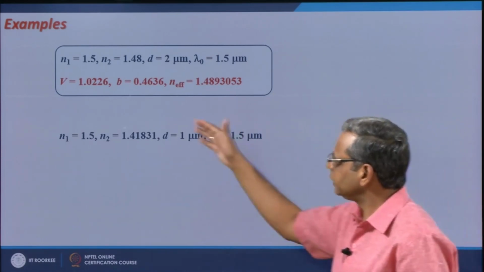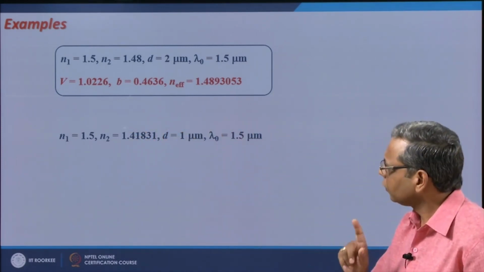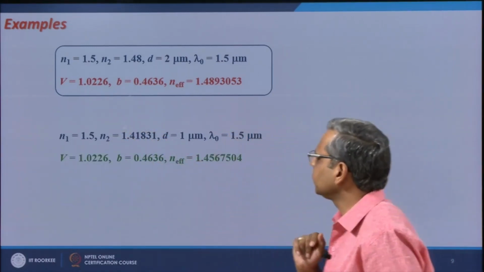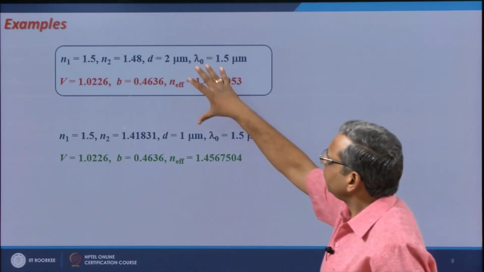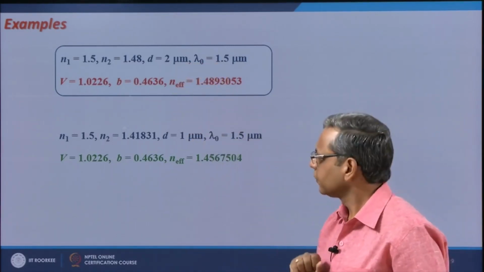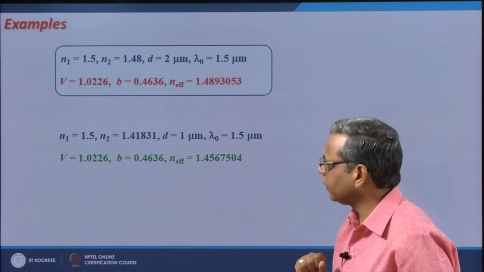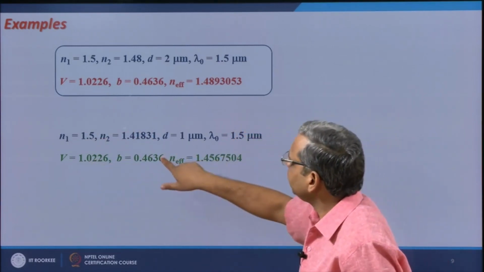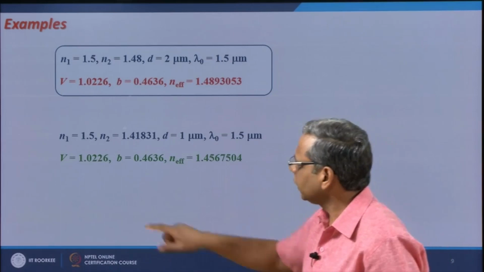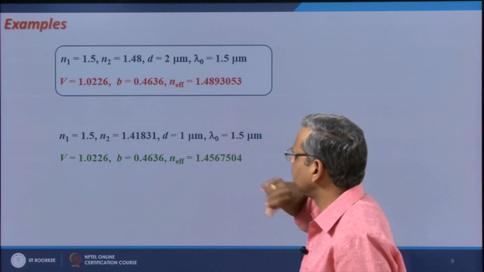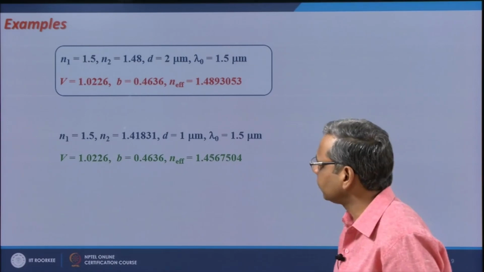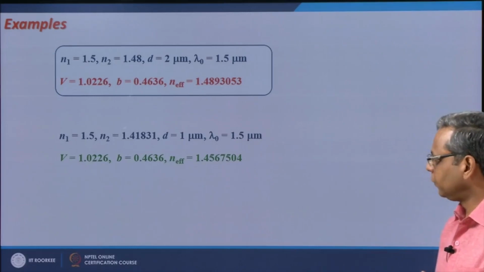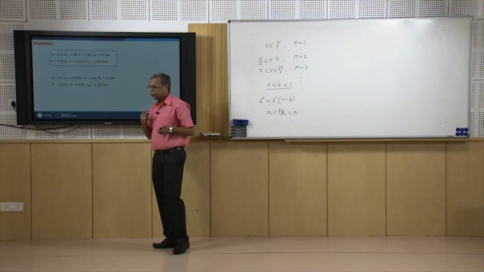I have artificially changed these parameters for achieving the same value of V actually. What I want to demonstrate is that even if my waveguide is different, but it gives the same value of V, then the value of B is always the same. For the same value of V, even if the waveguide is different, the value of B, the normalized propagation constant, is the same, but the effective index would be different now, because N1 and N2 are different.